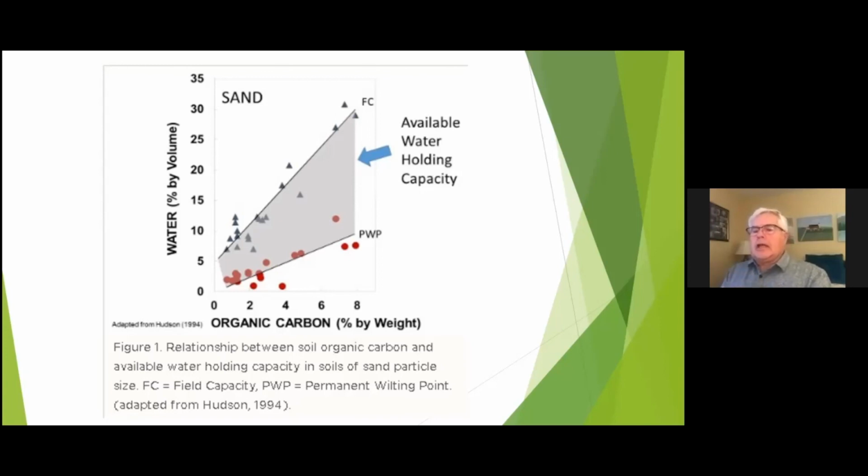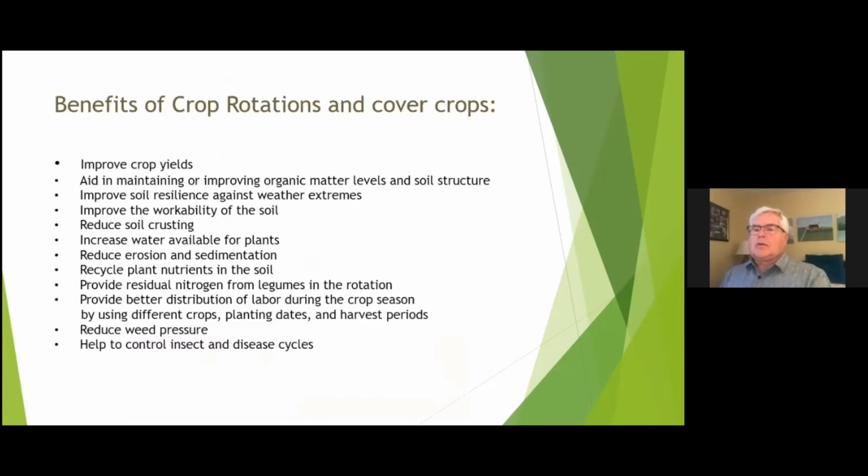And you notice as the organic carbon goes up from, for example, 1% up to perhaps 8%, that water holding capacity really increases from less than 10% up to the 25% that we talked about earlier, of 25% of pore space holding water. So there's a lot of benefits to crop rotation and cover crops, and these are listed here, of improving the crop yields, improve the organic matter levels, and improving the resilience to weather extremes and to pests, and a whole lot of other factors as you go down through there.